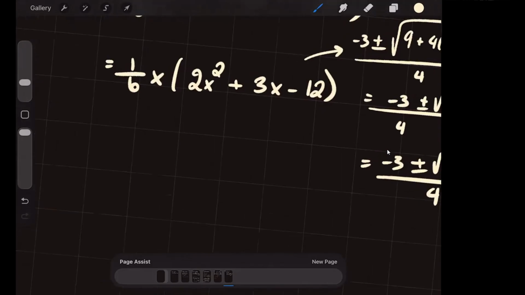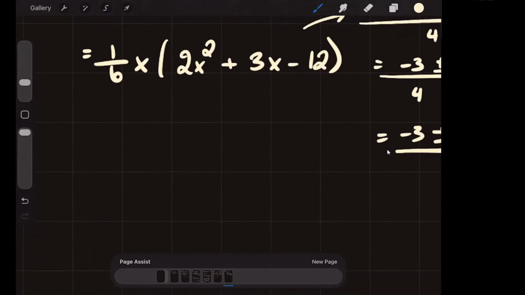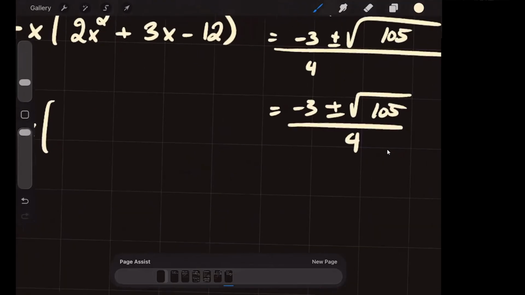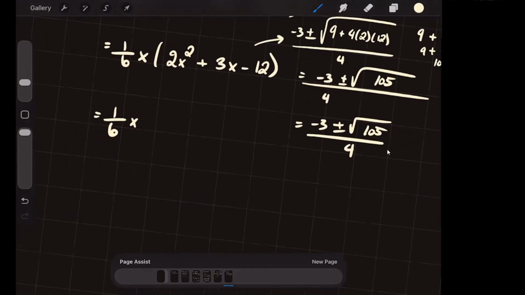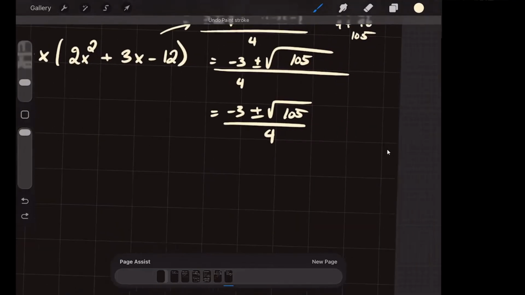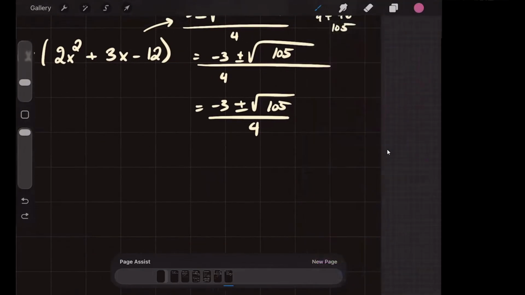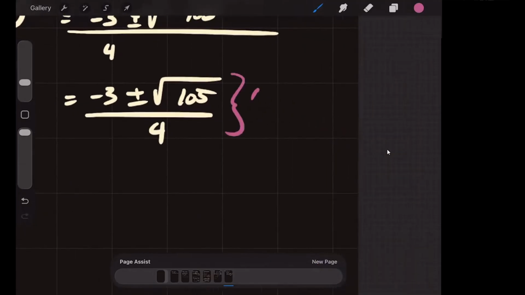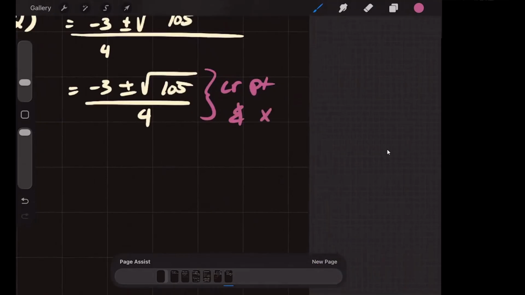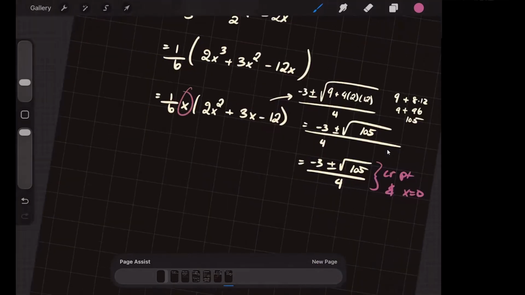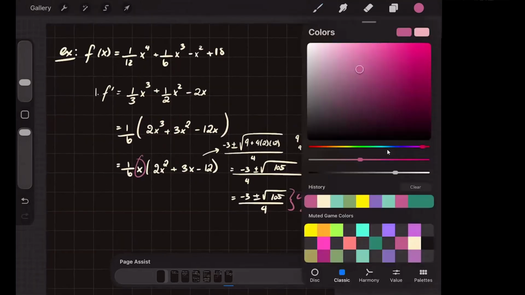So, and then we'll have, so we'll hold on to this for later, okay? And also x equals 0, because we can't forget this guy, okay? So we'll handle that later.